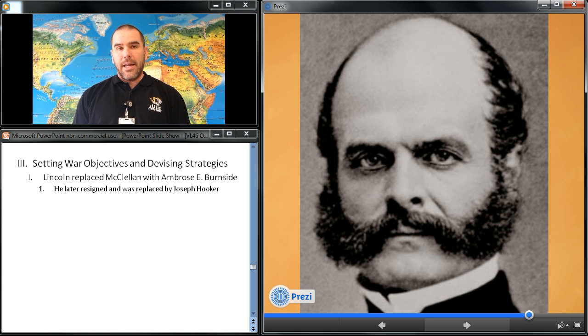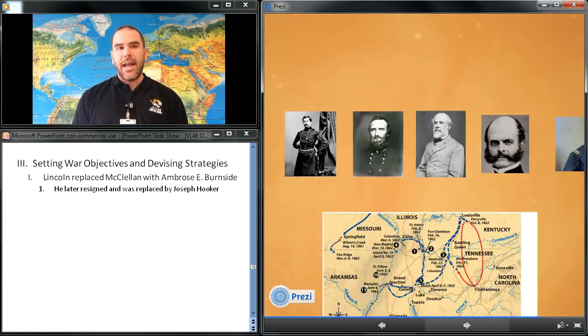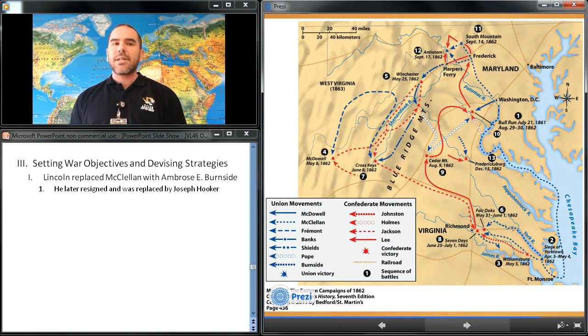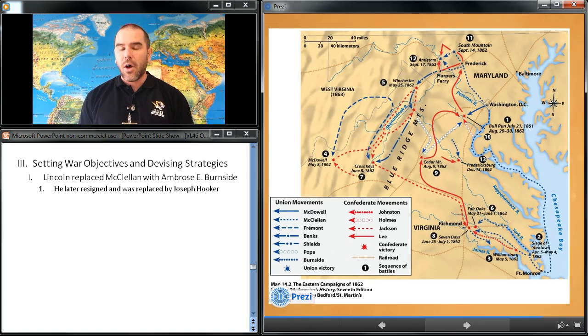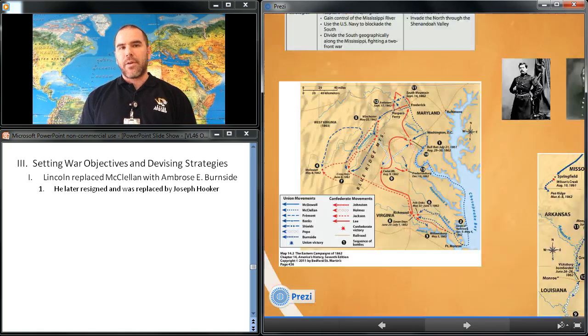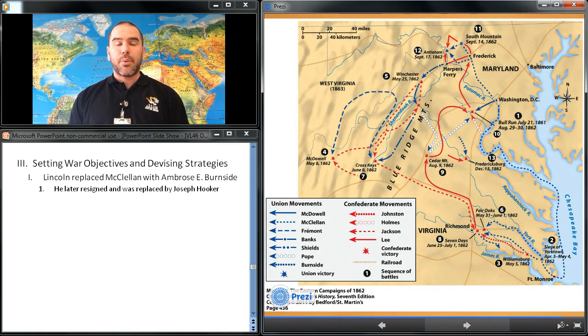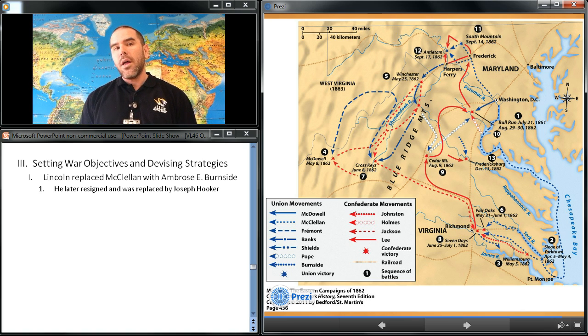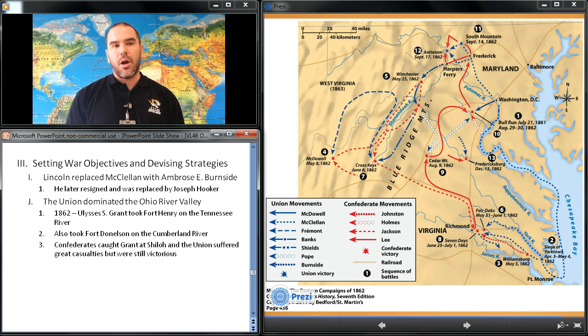The Union dominated the Ohio River Valley, and in 1862, General Ulysses S. Grant took Fort Henry on the Tennessee River and Fort Donelson on the Cumberland River. In April, a Confederate army caught Grant by surprise near Shiloh. Grant forced a Confederate withdrawal, but suffered a great number of casualties.